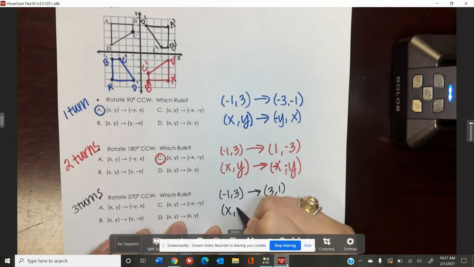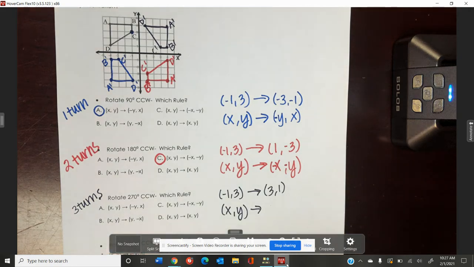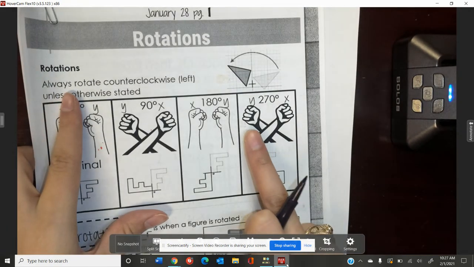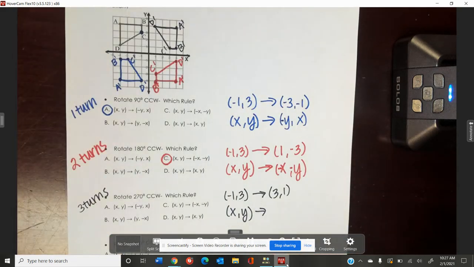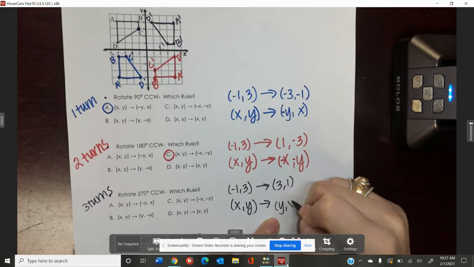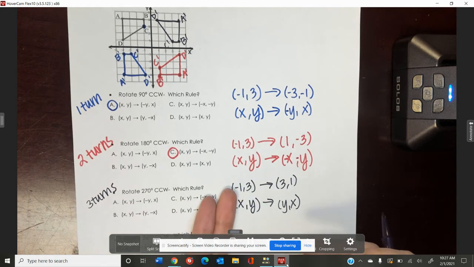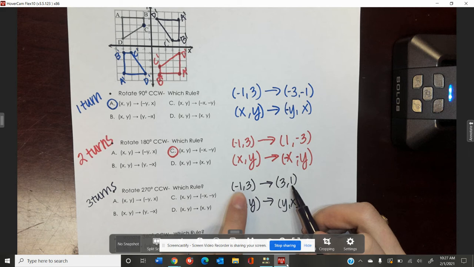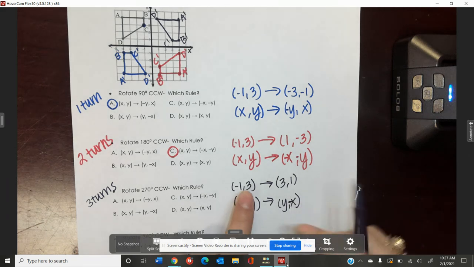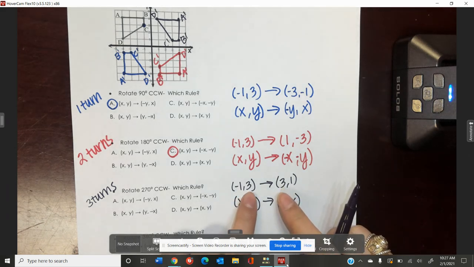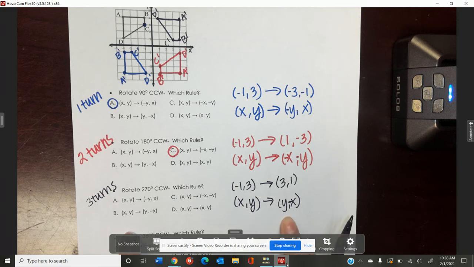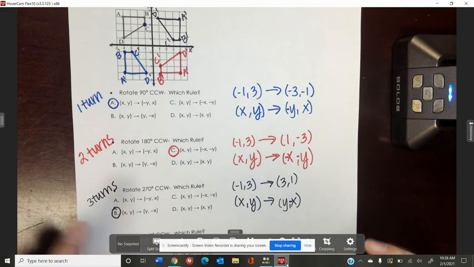So again, we always start off with X and Y. Now, this tells me that after a 270-degree rotation, Y now comes before X. And all that means is that I'm switching my numbers here. So here I went from a -1 to a +1. That changed, so my X gets the negative. Now I'm also looking at my 3. I went from a +3 and it stayed a +3. So that means that stays the same and I'm going to leave it alone. So the one that matches this is going to be answer choice B.